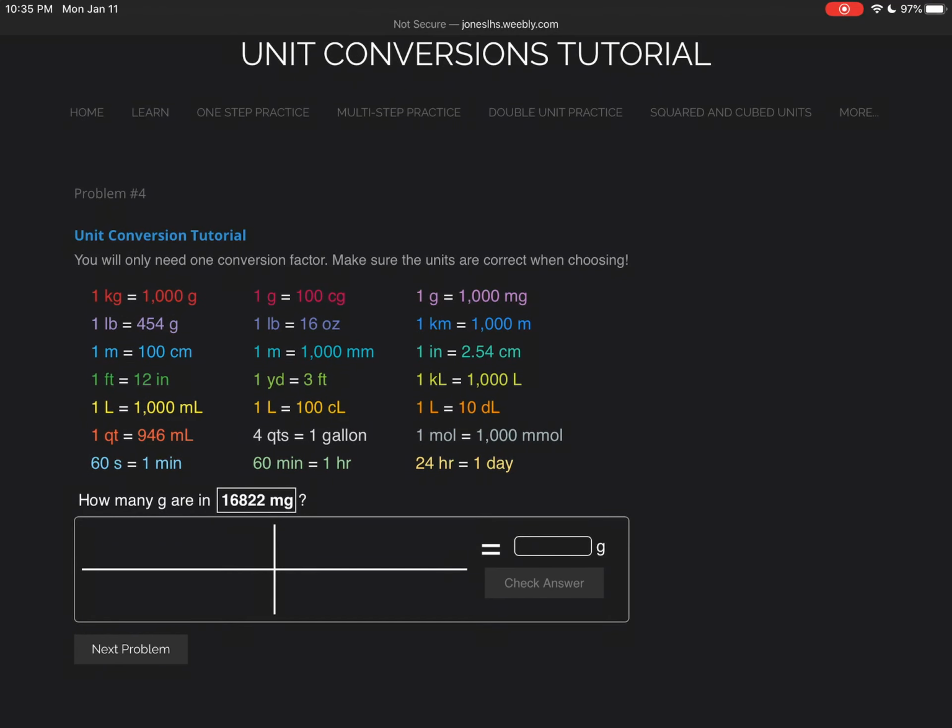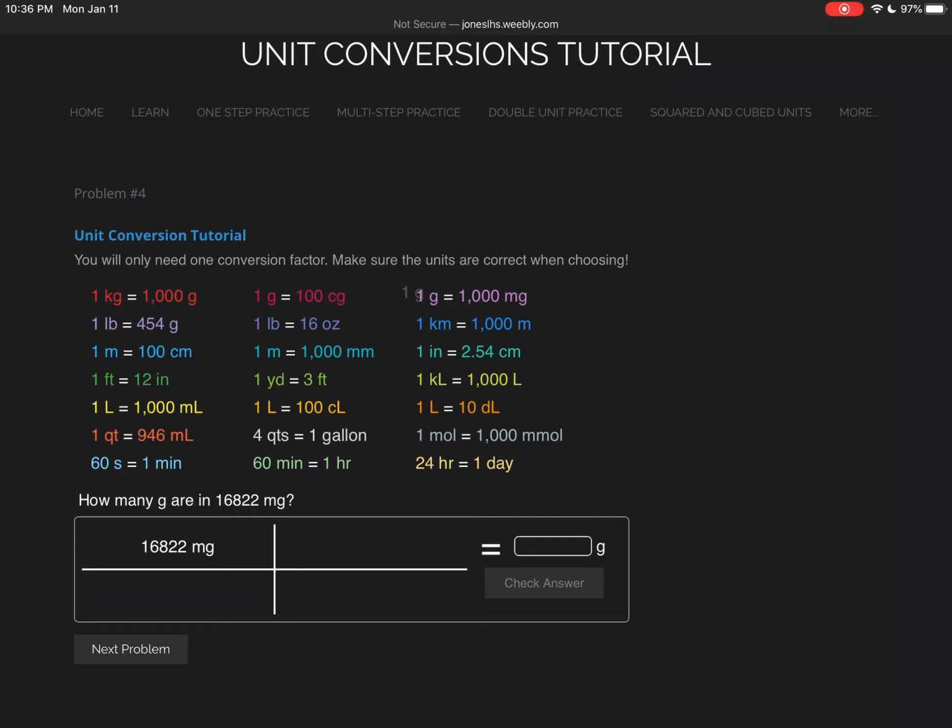Okay, don't get scared when you get to number 4. Okay, all it's doing is just giving you some extra conversions. You're still going to do the same thing. So I'm still looking for my beginning. I'm always starting with what I'm given. So 16,822 milligrams to grams. So I'm just going to look for my units that have grams and milligrams. And they're right here in purple in the very top right.